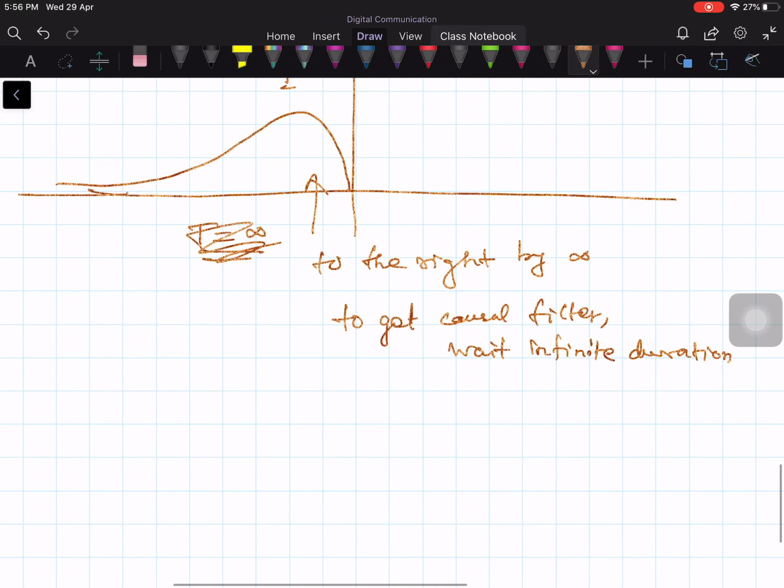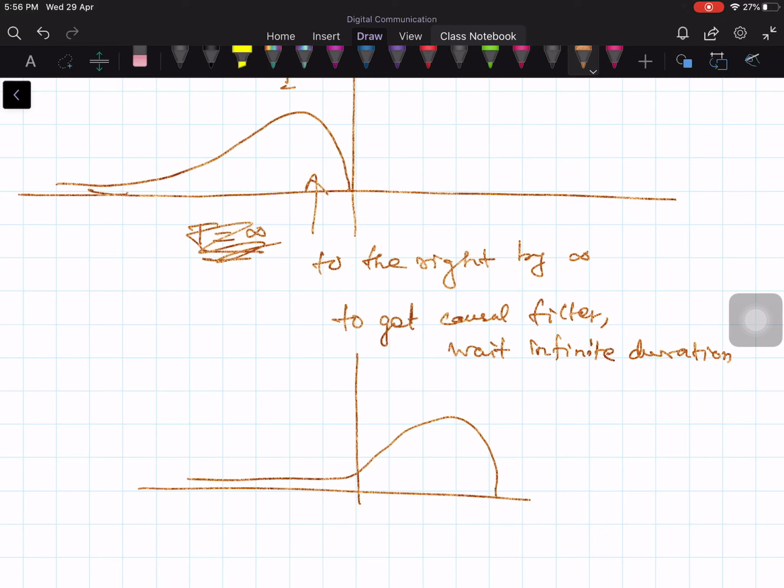So what you do is move the pulse sufficiently to the right such that the energy in the negative axis is negligibly small, maybe like this. If you look at the energy in this part, it is negligibly small. So this is the approximated matched filter.